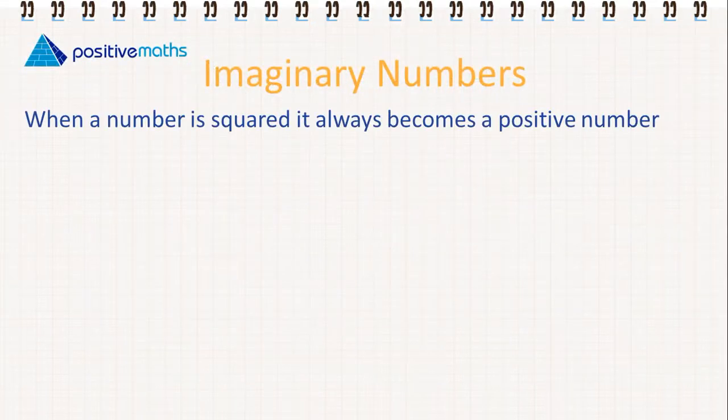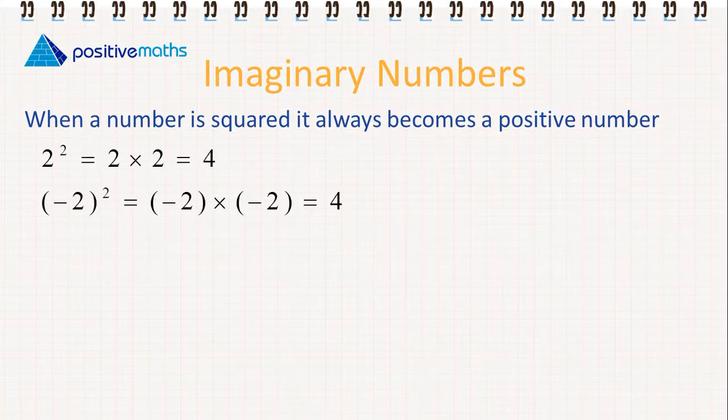So when a number is squared, it always becomes a positive number. 2 squared, for example, 2 multiplied by 2 will give us 4, but also minus 2 squared will give us 4. So let's take another example. 3 squared, 3 by 3 is equal to 9, but also minus 3 squared would be minus 3 by minus 3, which will also give us 9.